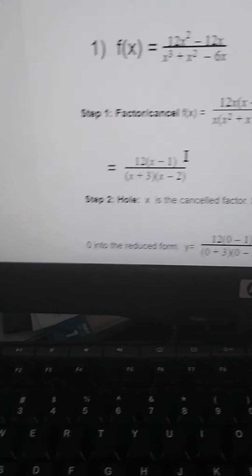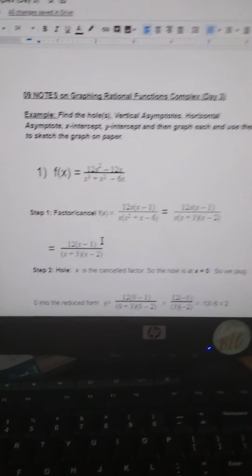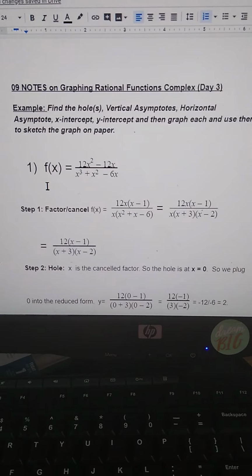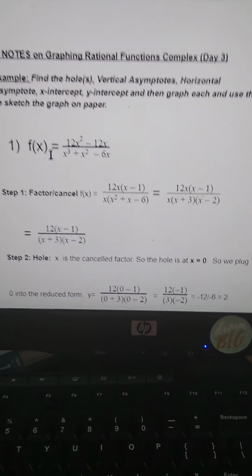This is a video lesson for day 3 of graphing harder rational functions. Basically doing the same thing. I'm just going to run through 2 examples and point out a few more nuances. But the process, everything is basically the same. We're going to start with this one.